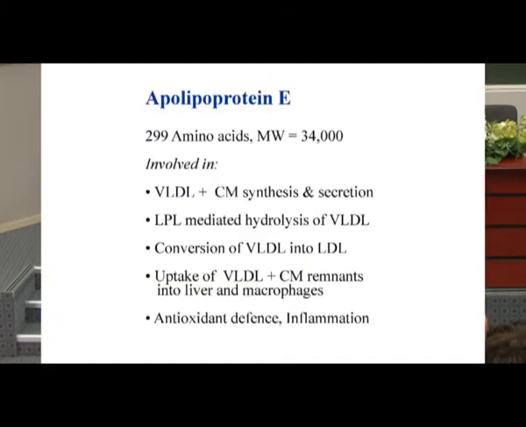So what is ApoE? Apolipoprotein E is a lipoprotein which is mainly involved in reverse cholesterol transport. So it brings cholesterol from the peripheral tissue back to the liver. But besides its effect in cholesterol transport, it has turned out recently that it may also be involved in antioxidant defense mechanisms, and it may also regulate inflammatory processes.